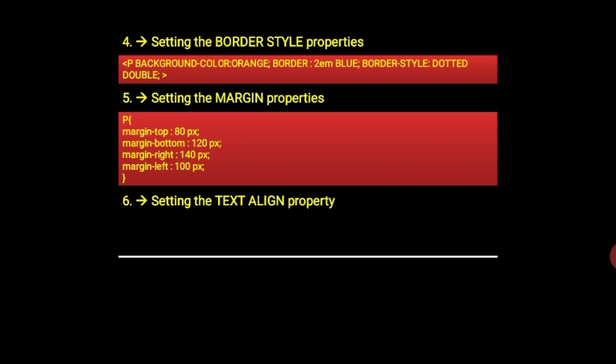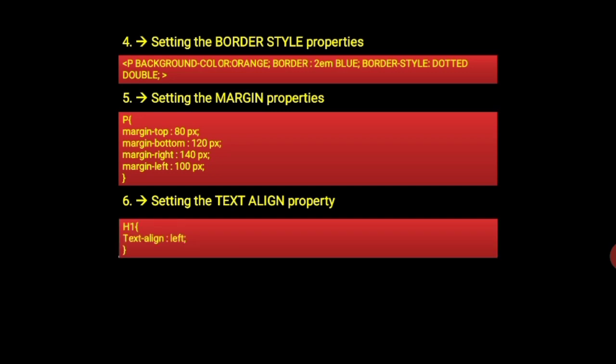Setting the text alignment. If you want to set the text alignment, we can write text align equal to left or right. In this way we can set the text alignment properties.